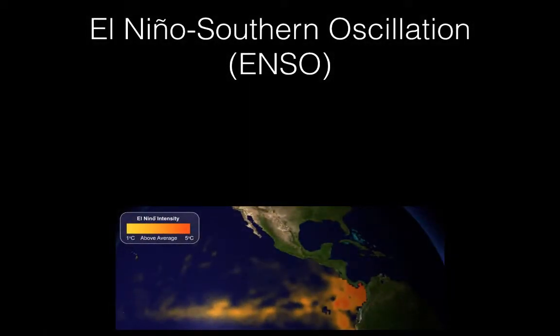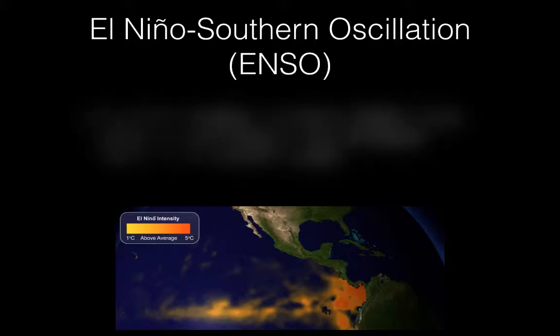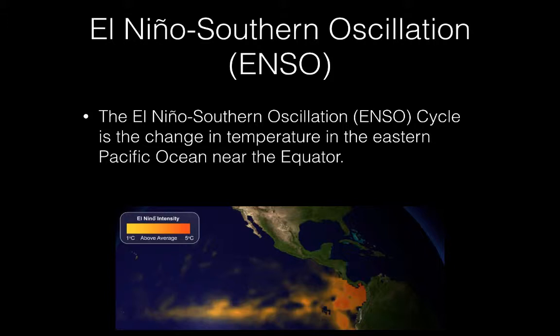The El Nino Southern Oscillation, or ENSO. The ENSO cycle is the change in the temperature in the eastern Pacific near the equator. You can see a map at the bottom here showing the El Nino intensity, and that's mostly off the coast of Ecuador, South America there.